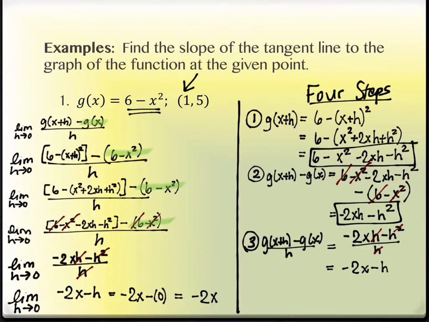Step 4 is the limit part. So I take the limit as h goes to 0 of what I just got. I won't write it out, but it's the result, the negative 2x minus h from the previous step. I plug my 0 in for h, and it's just negative 2x.